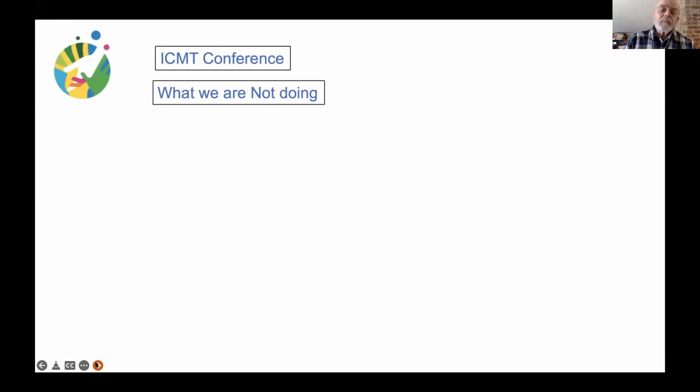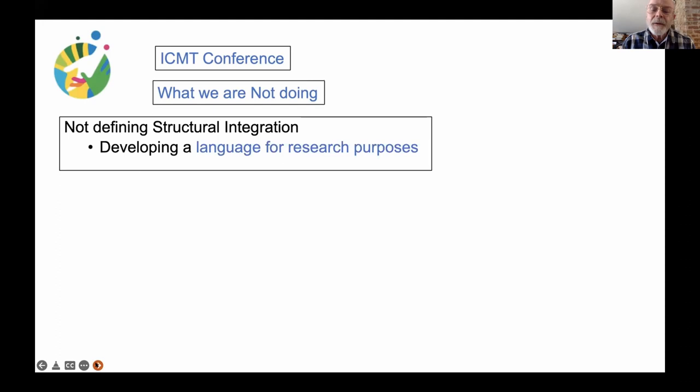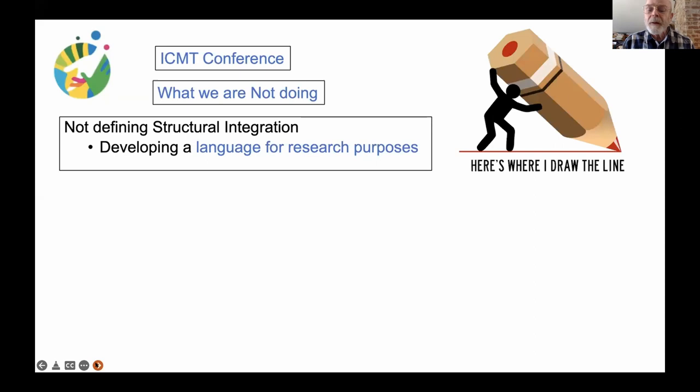What is the conference not doing? This is very important to understand. We are not defining structural integration. That's a whole other thing. That's a holistic thing. We're developing a language just for research purposes. We're not getting in the way of anybody who wants to describe structural integration in any other way. And it needs to be described in other ways, philosophically, spiritually, socially, energetically. We're not doing any of those. We're just working on a language for research purposes. Here's where we draw the line.